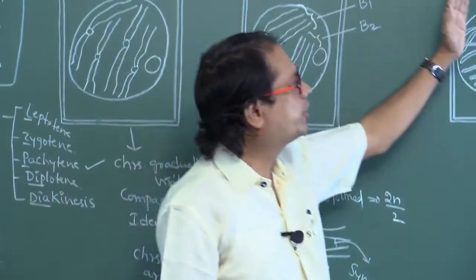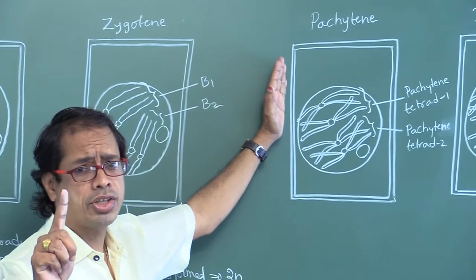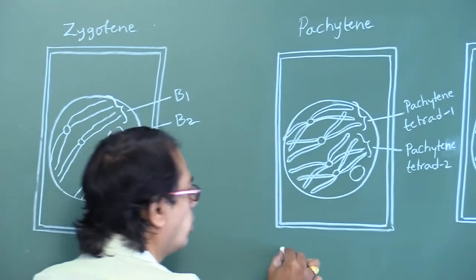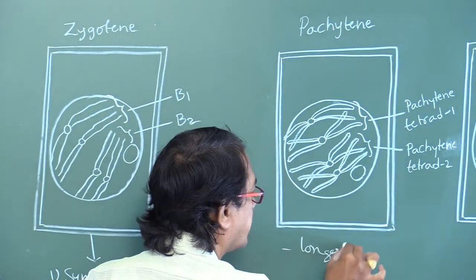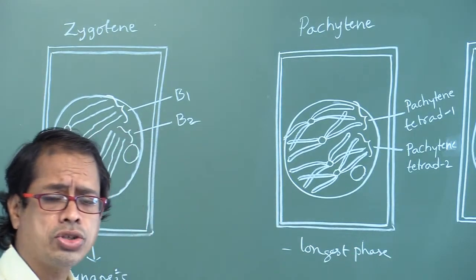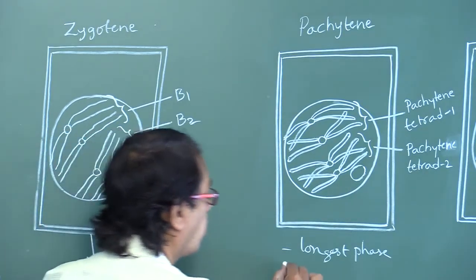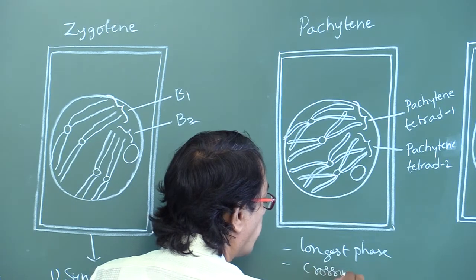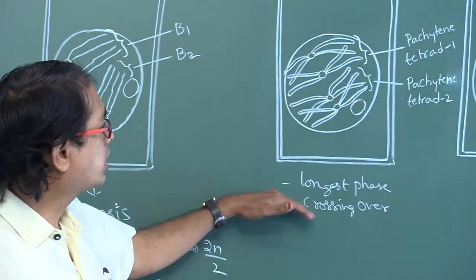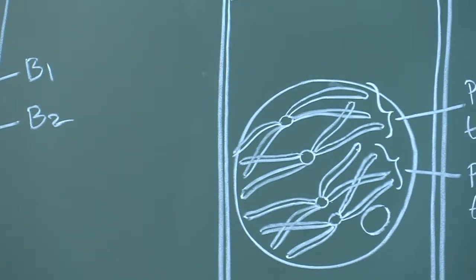Next, third stage, pachytene. This is the most important stage of prophase 1. Most important stage, and it should also be considered the longest phase of prophase 1. Next one, here what occurs? Crossing over occurs in pachytene. Very, very important point.